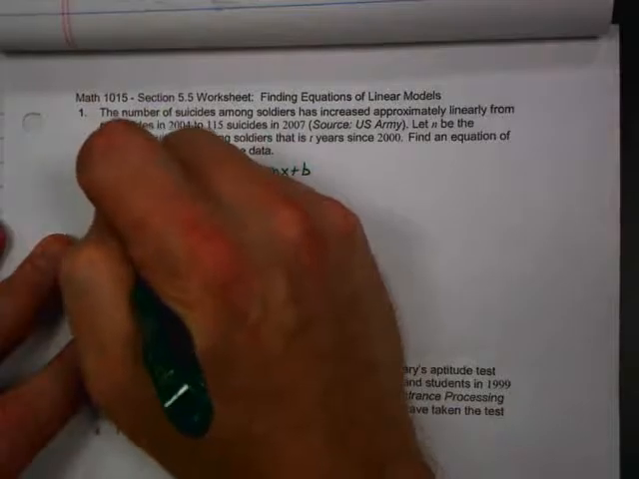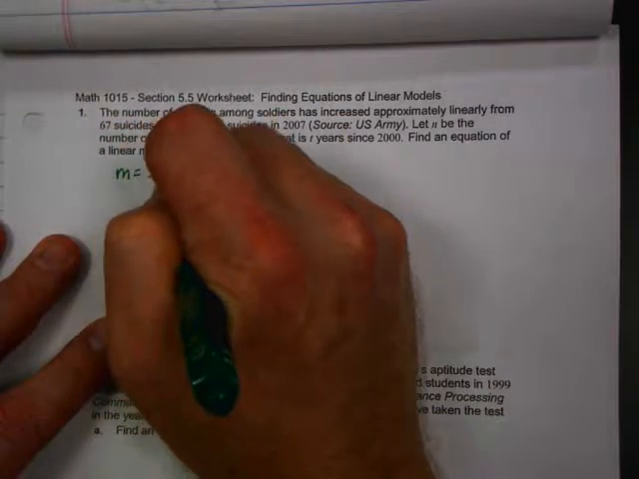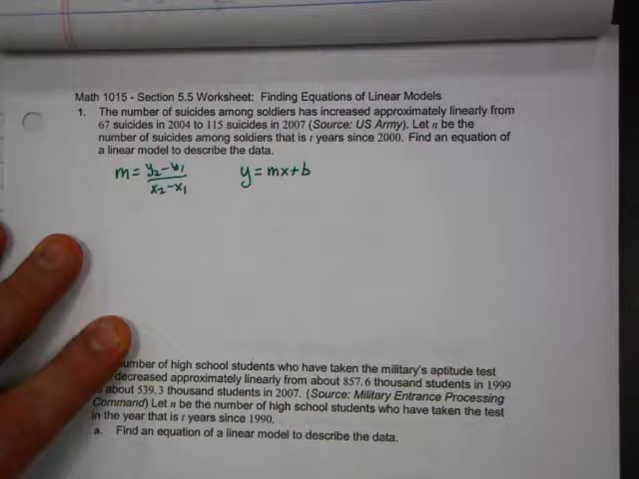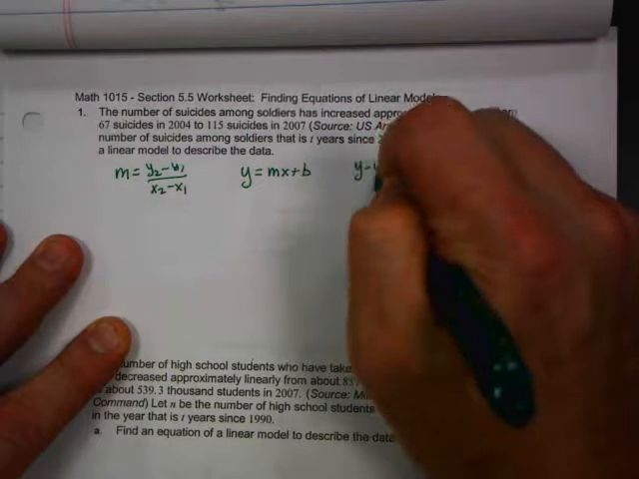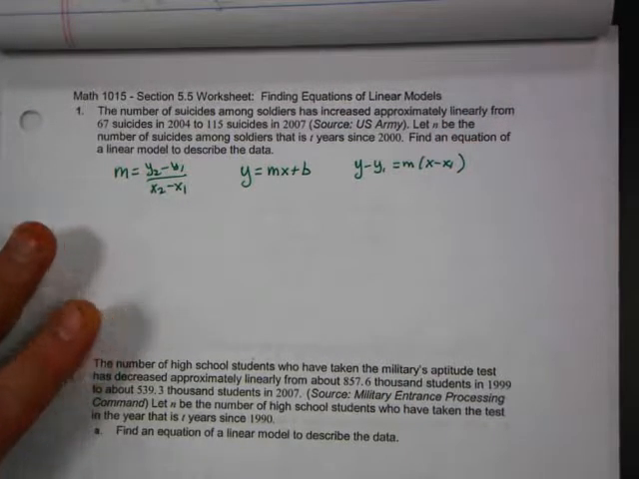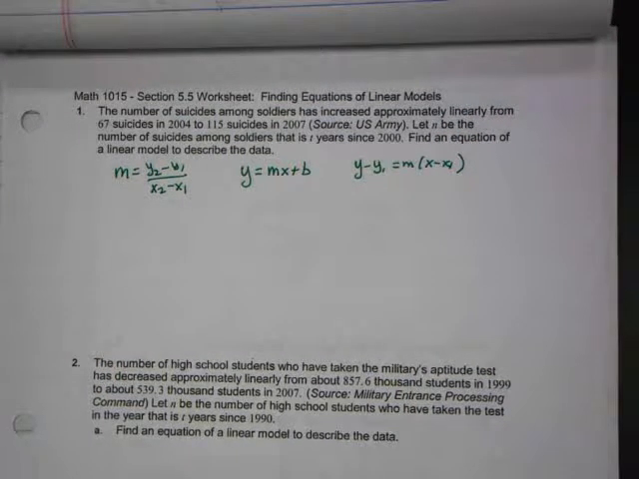Slope is number 1. That's the first one that you should think of. And what's the third one? Point slope. So when you see the words, find an equation of a line or find an equation of a linear model, you should know that those are the formulas you're going to be using. You might not use all three of them, but you're definitely going to use some of them.